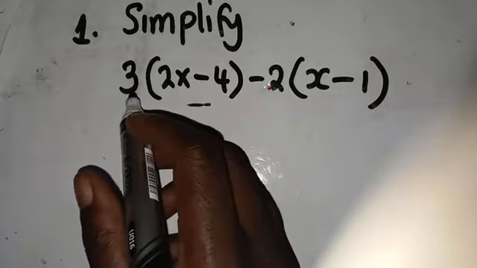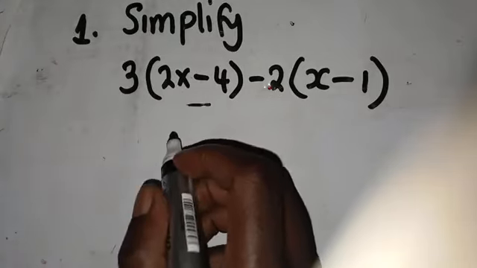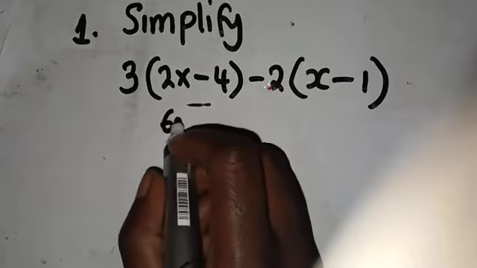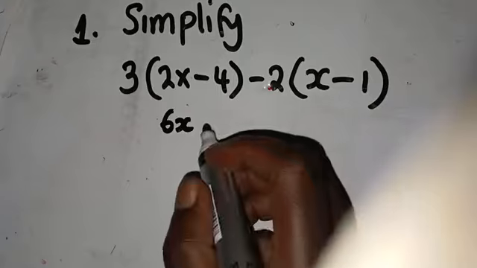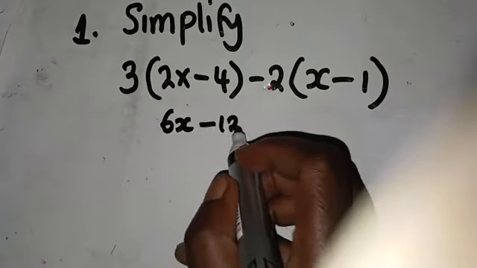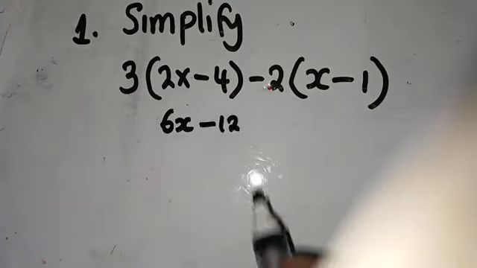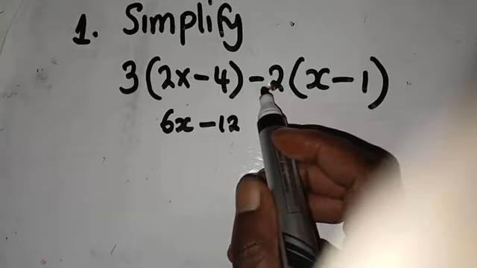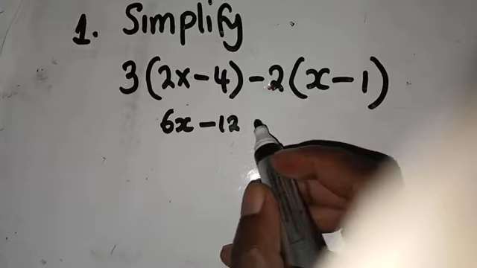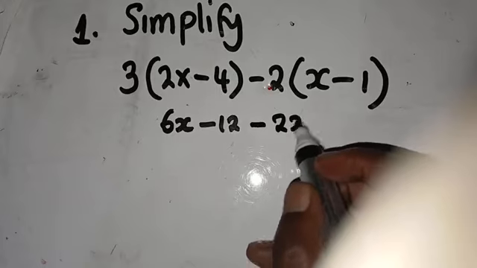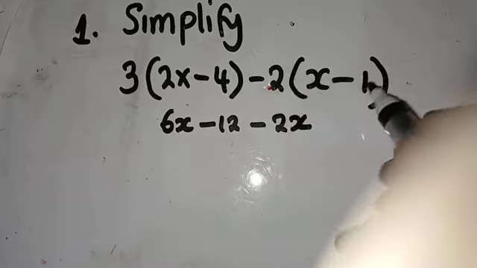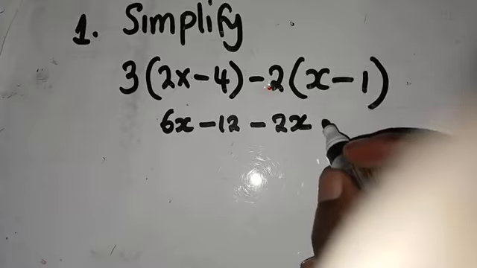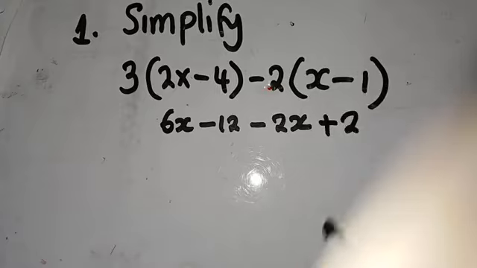So this is going to be 3 multiplied by 2x. This is going to give us 6x. 3 multiplied by 4, that is going to give us a 12. When we come this side now, -2 multiplied by x, this is going to give us -2x. Then -2 multiplied by -1, this is going to be a +2. I hope you're following me, ladies and gentlemen.